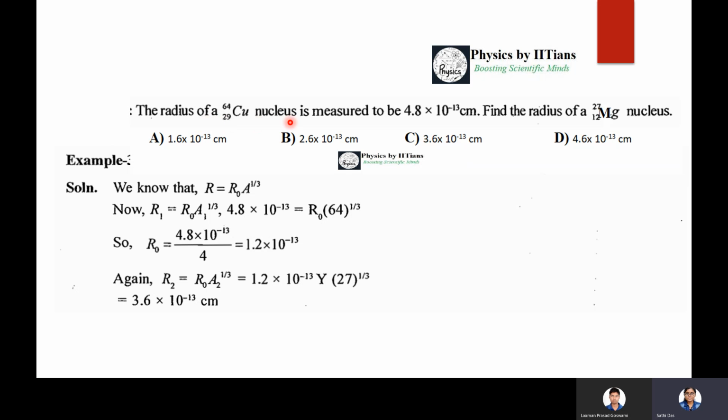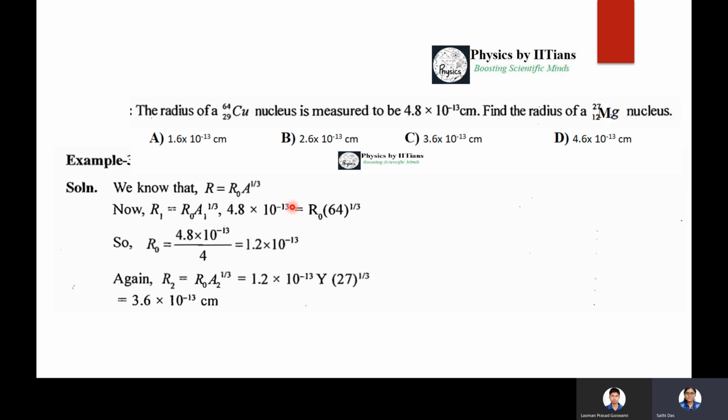The radius of a copper nucleus is measured to be 4.8 into 10 to the power minus 13 centimeter. Find the radius of the magnesium nucleus. Copper has atomic number 29 and mass number 64, and magnesium has 12 and 27. So we know that R is R naught into A to the power 1/3. Earlier it was written as small r naught, now it is capital R, but these are all the same. So R1 can be written as R naught A1 to the power 1/3, and R2 can be written as R naught A2 to the power 1/3.